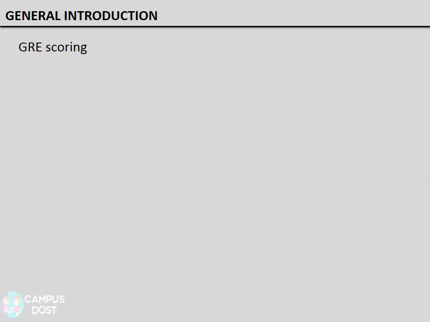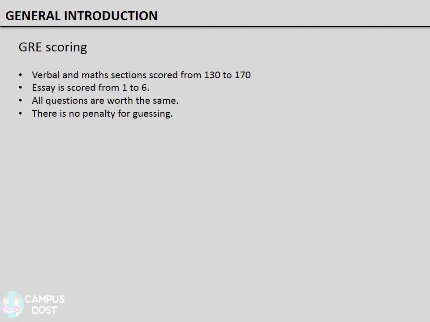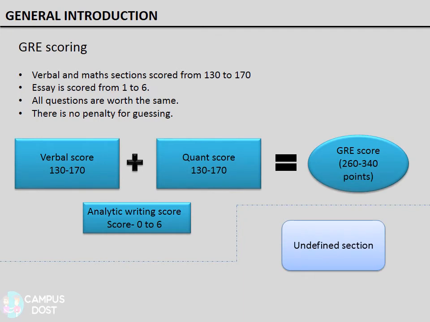So our next is GRE scoring. Here the verbal score will be from 130 to 170. Quant score will be from 130 to 170. So total GRE score points will be 260 to 340. And the analytic writing score will be 0 to 6. If you score less than 260, then that score will be just equal to 0.